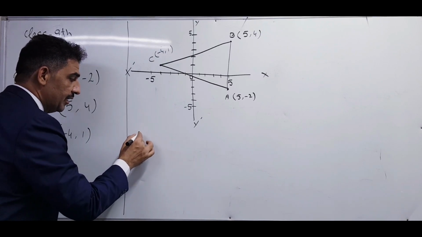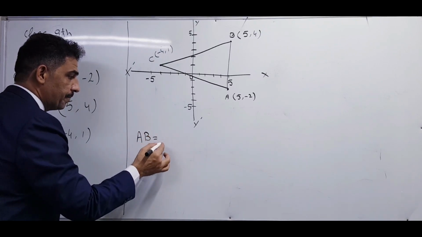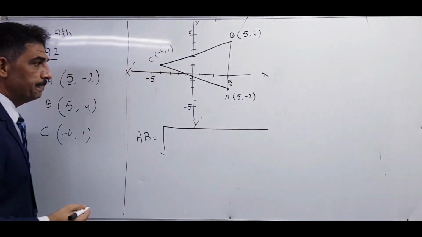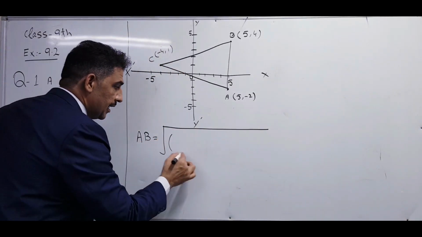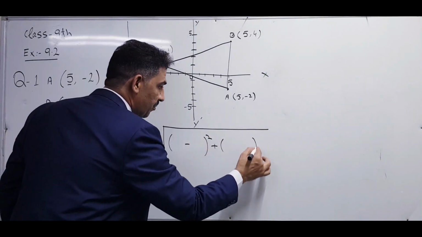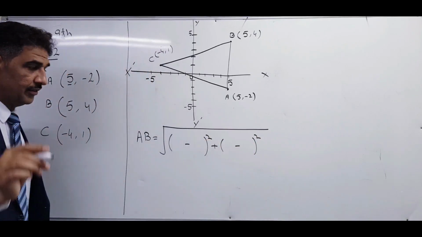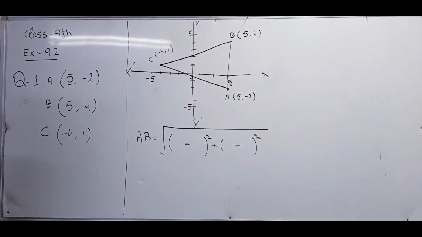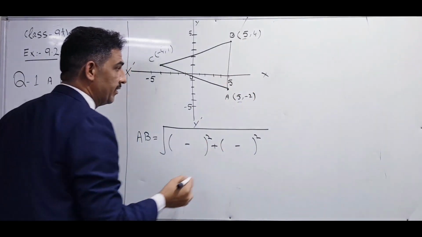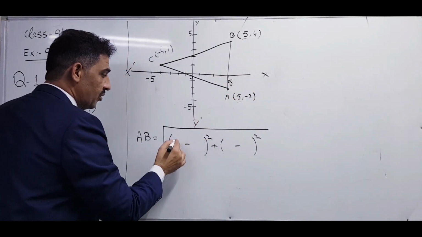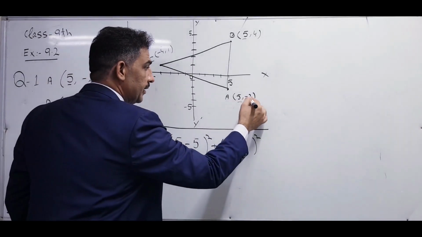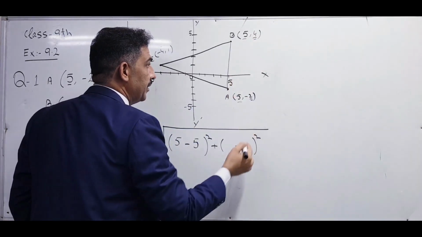First of all, we will check AB according to the formula. That is the root of x2 minus x1 whole square plus y2 minus y1 whole square. Good. So, which are the x coordinates? If I am finding AB, and using this coordinate first, I will write 5 minus 5, then minus 2 minus 4.